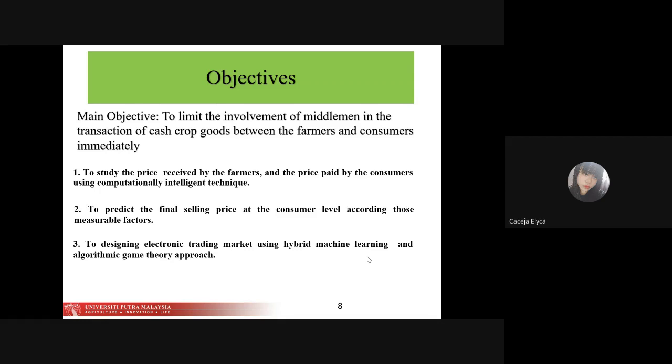For example, like the weather and other factors, the stock production factor, like that. And lastly, we want to design an electronic trading market using a hybrid machine learning and algorithmic game theory approach.